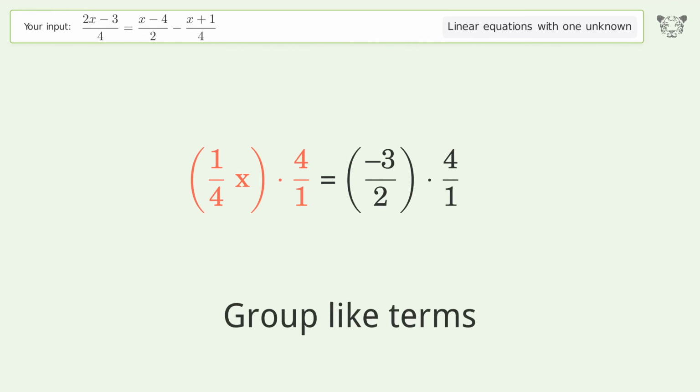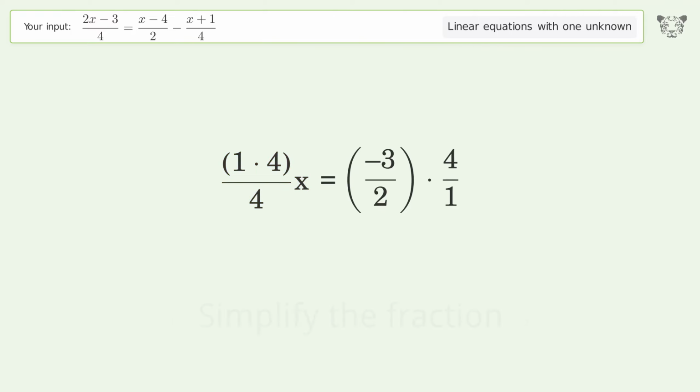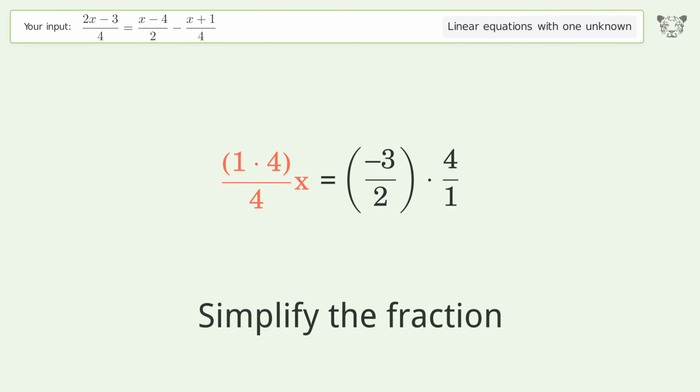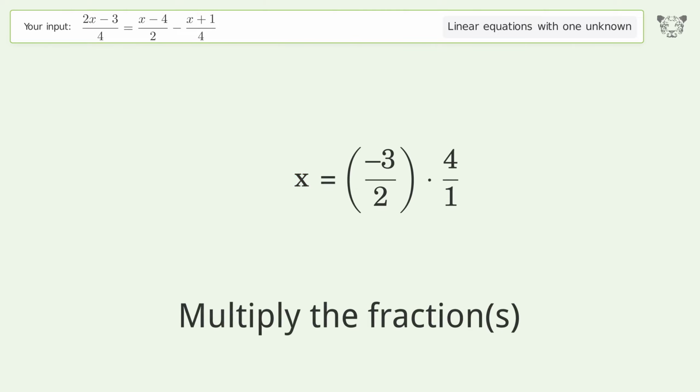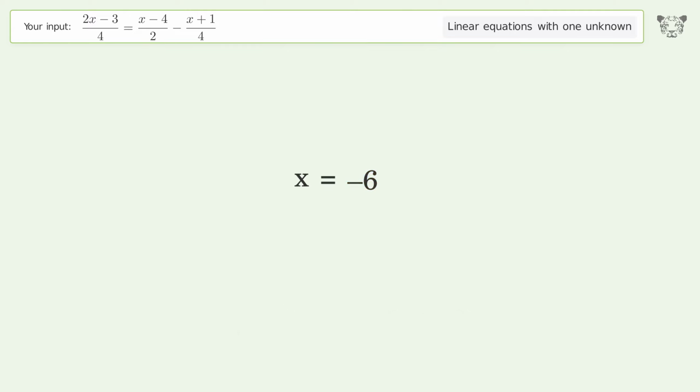Group like terms. Multiply the coefficients. Simplify the fraction. Multiply the fractions. Simplify the arithmetic. And so the final result is x equals -6.